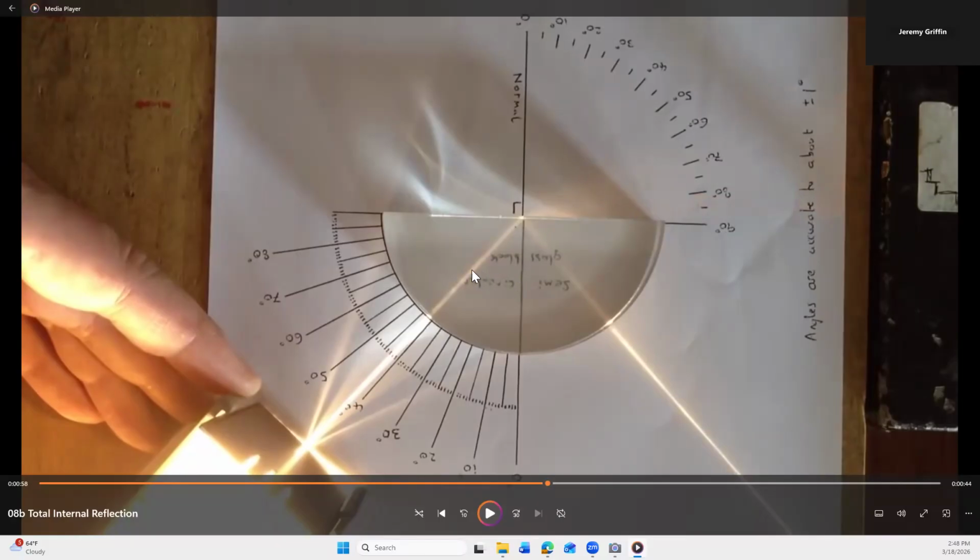Hey guys, what angle is left over on the side of the glass? What angle is that? 45. Close. Yes, between 40 and 45. Yeah, I would say closer to 42. It's 40-something. That's the critical angle.